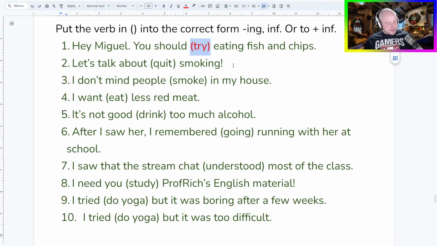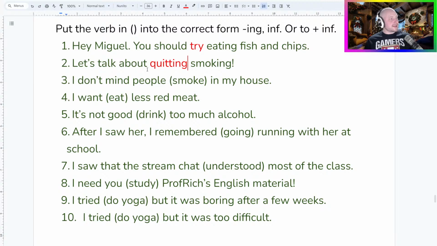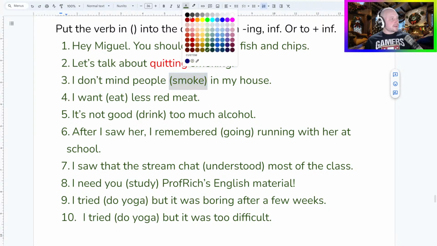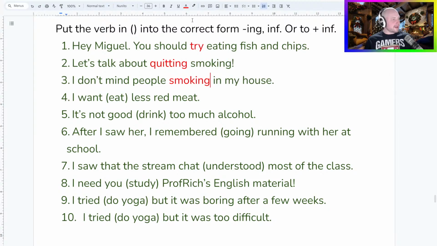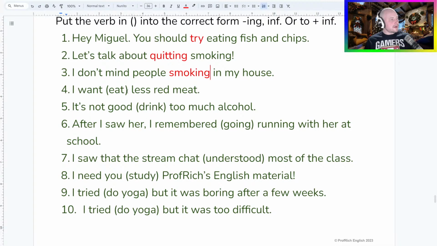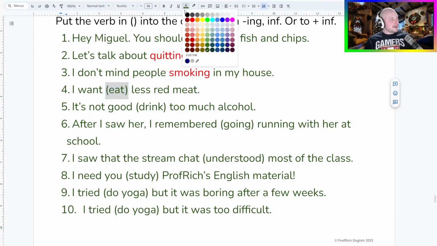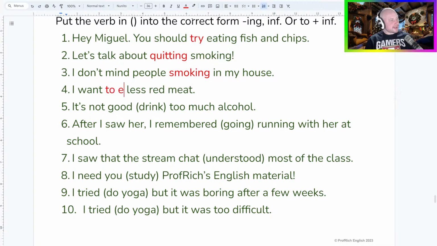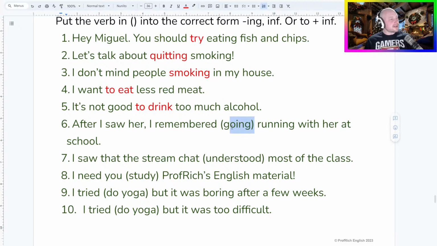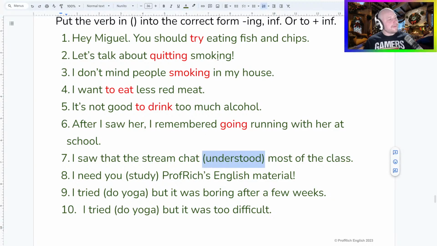Right, so first one, bare infinitive. Next one, quitting. It's after a preposition. Next one, smoking. Next one, to eat. Next one, to drink. Next one, ing. Next one.